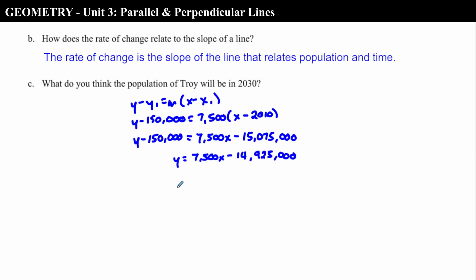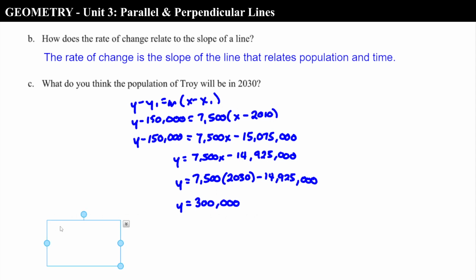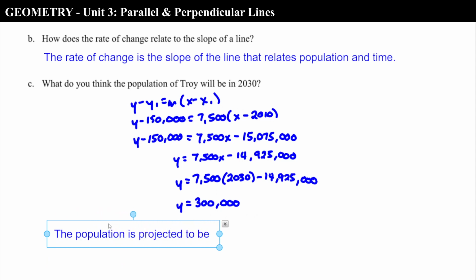Now that we have this form, we want to know about the year 2030. So we're looking for y because y is our population. We're going to put 2030 in for our year. And when you crunch all of these numbers and do all of this math, you're going to end up with y equals 300,000. So a word problem requires a word answer. And so we would sum this up by saying the population is projected to be 300,000 in the year 2030.